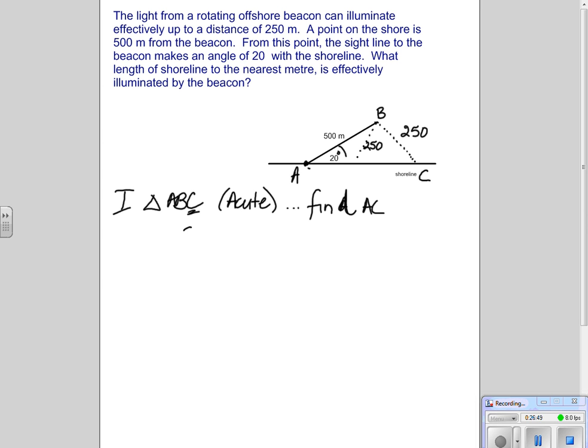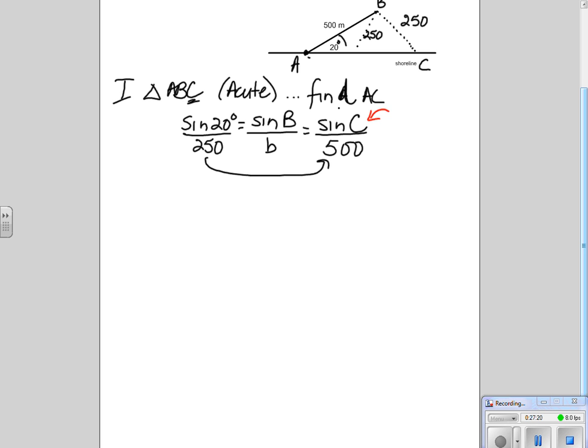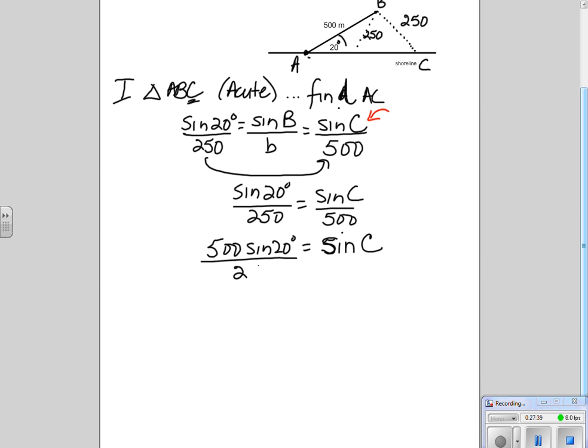Solution 1, set up the sine law. Sine of 20 degrees over 250 is equal to sine B over little b equals sine C over 500. It's the C that I'm going to get my answer for, and it's going to give me an acute answer in this first solution. Sine 20 over 250 equals sine C over 500. Multiply both sides by 500 to get sine C by itself. Sine C is a decimal, 0.684, which gives me an angle for C, and I second function sine that answer, 43 degrees.